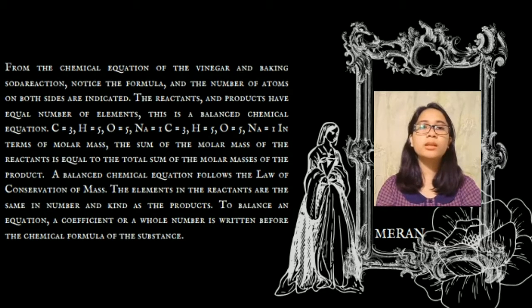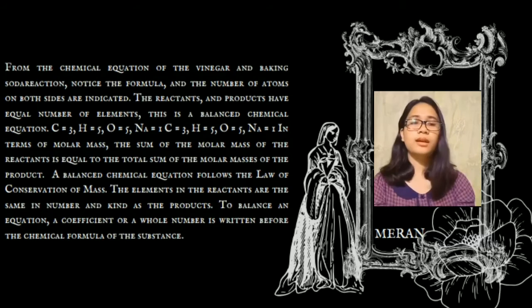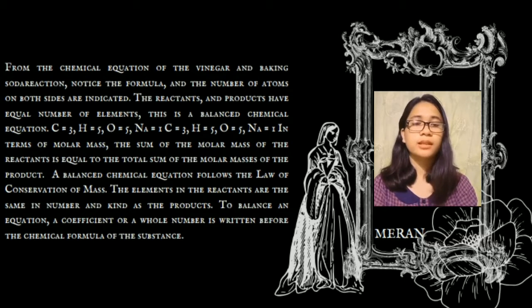In terms of molar mass, the sum of the molar masses of the reactants is equal to the total sum of the molar masses of the products. A balanced chemical equation follows the law of conservation of mass. The elements in the reactants are the same in number and kind as the products. To balance an equation, a coefficient or whole number is written before the chemical formula of the substance.